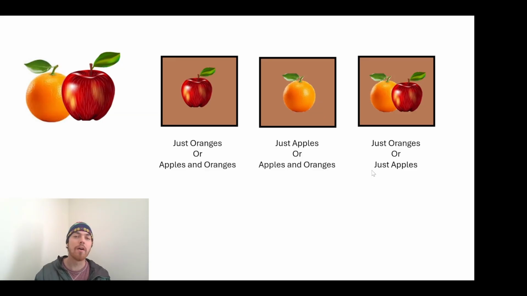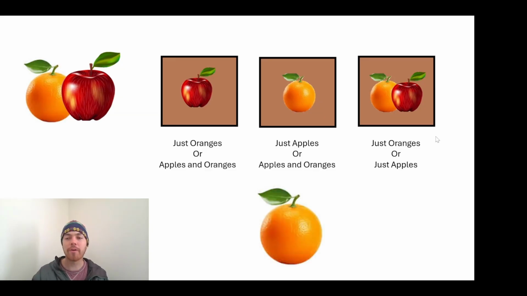So let's think about what would happen if we drew a fruit from the first box. If we got an apple from the first box, then it would have to be the box with apples and oranges. But if we got an orange, it could be the box of oranges, or it could be the box of apples and oranges. So that's not super helpful. And if we drew an orange from the second box, then it would have to be apples and oranges. But if we got an apple, well, then we wouldn't know if it was just apples or if it was apples and oranges. So that's not helpful for us either. So let's look at the third box.